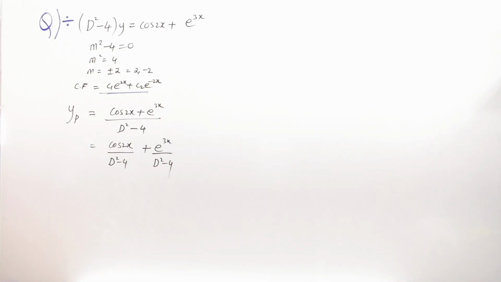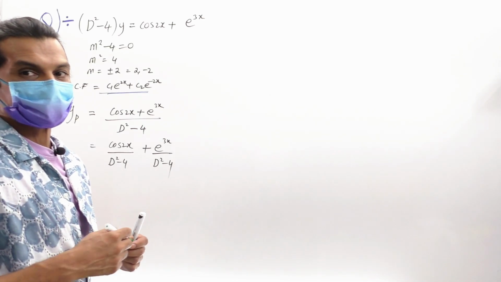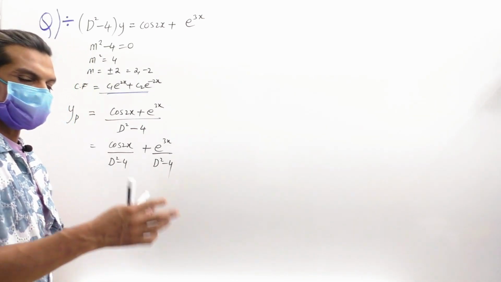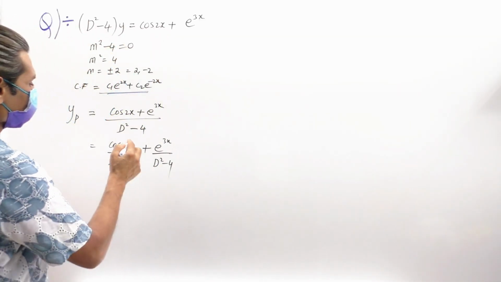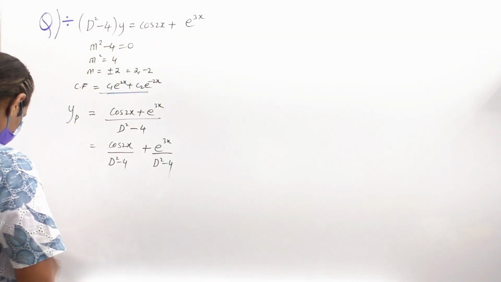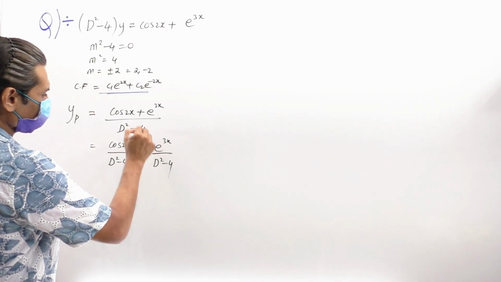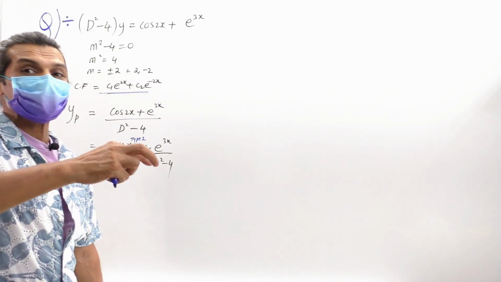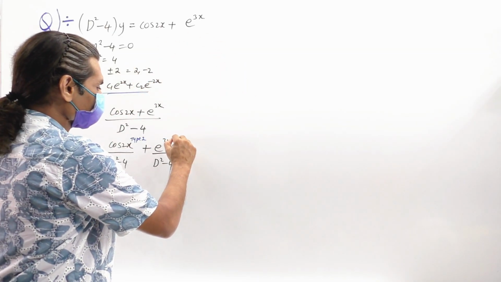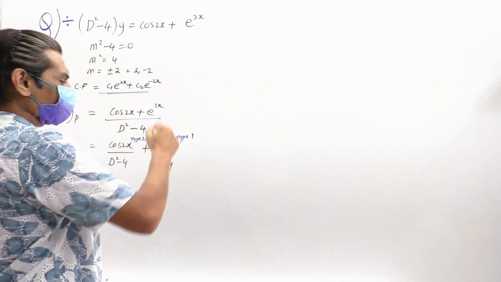So again, the first term in the numerator is cos of something. So cos or sin upon f of d is type number 2, wherein we replace only d square by minus a square. So write here type 2 for your understanding. And the second one is e raised to 3x upon f of d. So anything e raised to ax upon f of d is type number 1, where we replace d by a, type number 1.